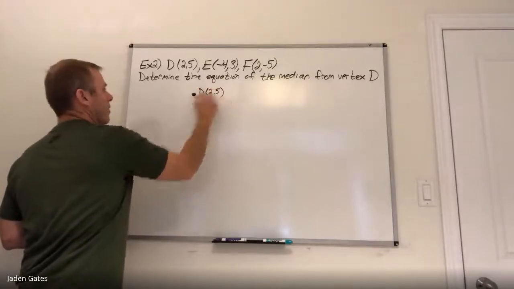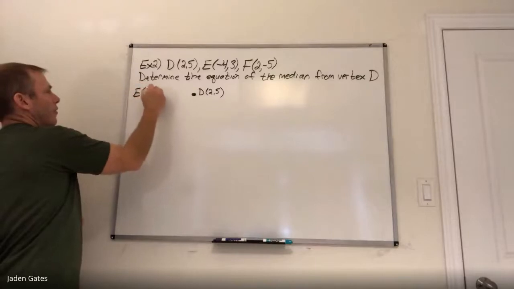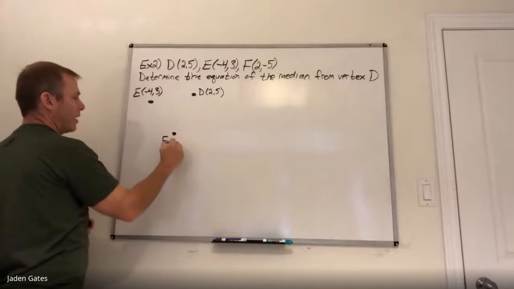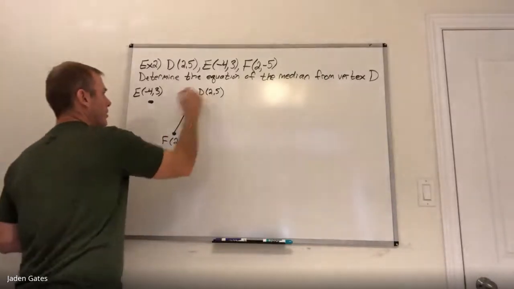There's 2, 5 there. I'm going to put another point here. I'm going to call that E, -4, 3. And let's throw one down here. That's F. 2, -5. All right, so draw my little triangle here. Nice sketch.